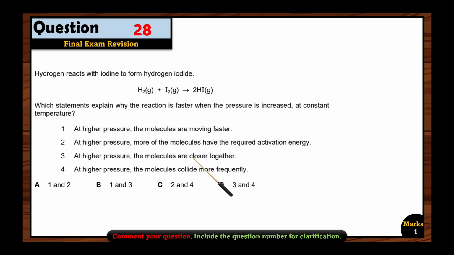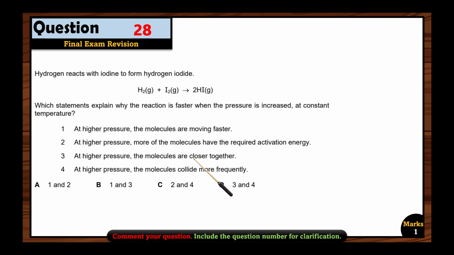Question 28. Hydrogen reacts with iodine to form hydrogen iodide. Which statement explains why the reaction is faster when the pressure is increased at constant temperature? Okay, so why will the reaction be faster when the pressure is increased? Now they are not saying that the product will be increased, right? They are just saying that the reaction will be faster.